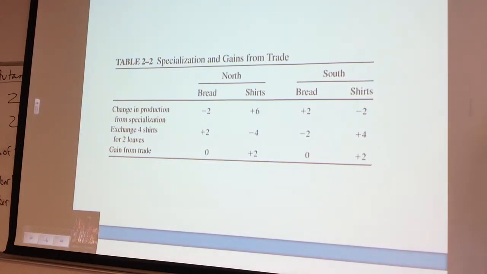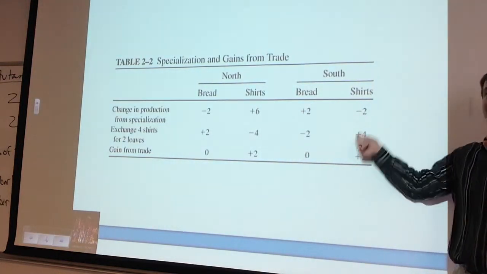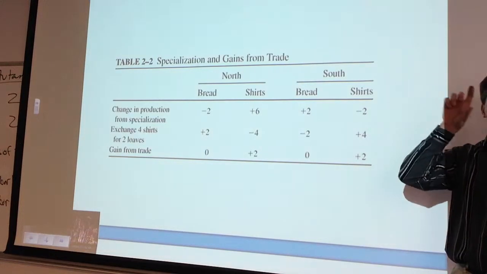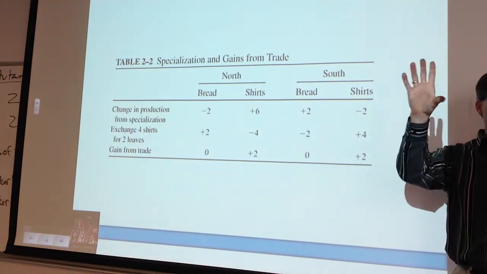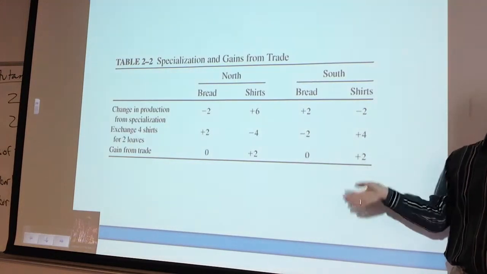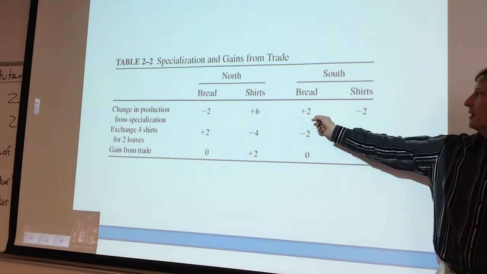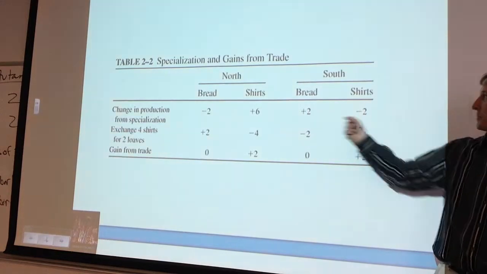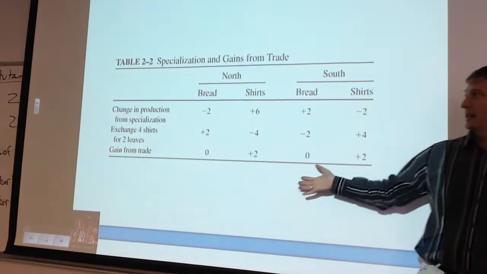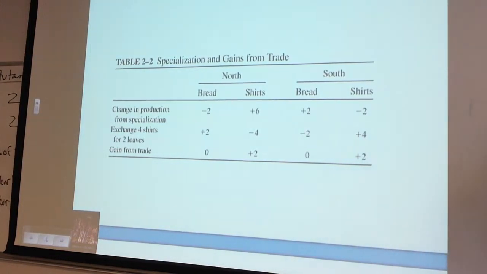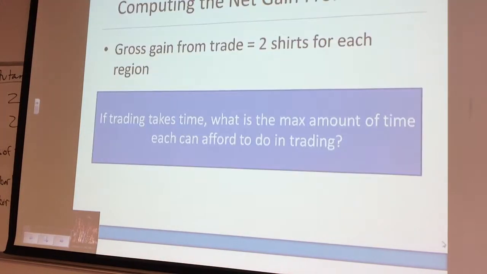Here is what's in your book, which is now correct given my assumption of 4 hours for the South and 2 hours for the North. Otherwise, this is wrong if you started to do 1 and 2. So they just have this little summary. We specialize in bread. We pick up 2 bread. We lose a shirt. And we calculate the net gain from trade. So it's a different way of looking at it. That's in the book. You guys can look at it.